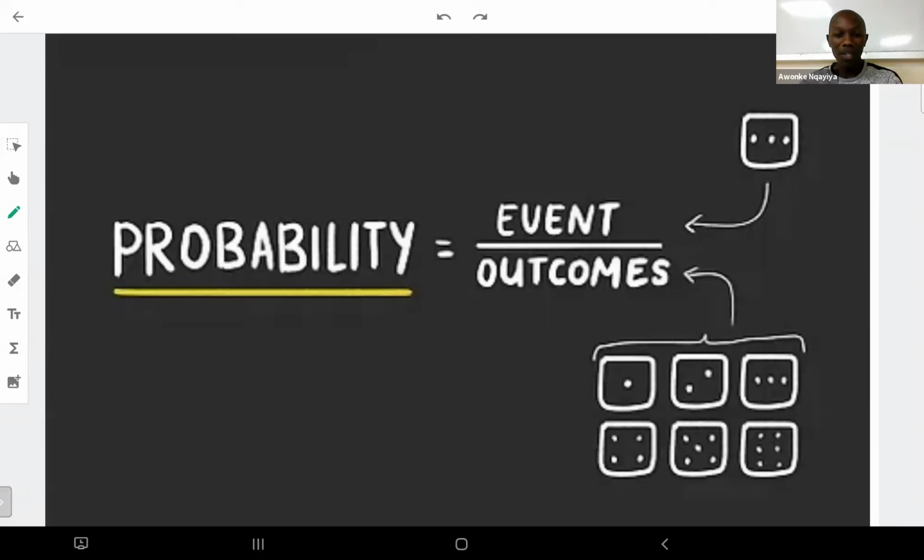Well, my name is Awonke Nqayiya. Today we are doing probability, which is basically defined as an event over a number of outcomes, if you can see on the screen over there. So a probability is more like how likely is it that an event will happen.